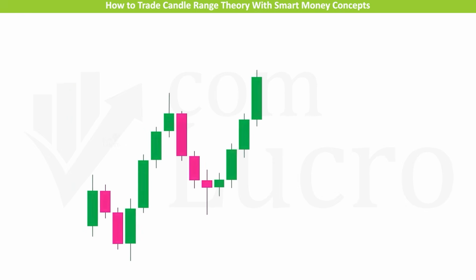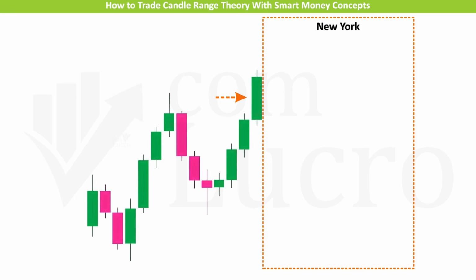Now let's move to the concrete rules and break down how to trade it step by step on the chart. Now the first question to ask is, which candle should you choose when applying the candle range theory? If you've explored this concept before, you've probably seen that one of the most common methods among traders is to focus on the 1-hour candle formed right before the New York session opens.